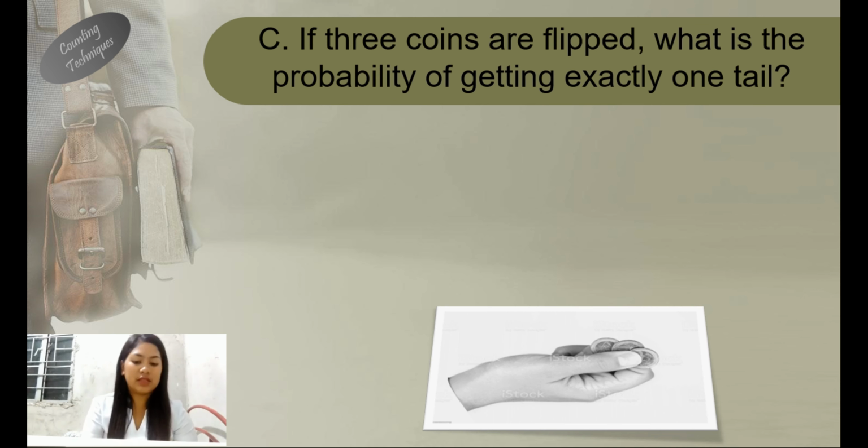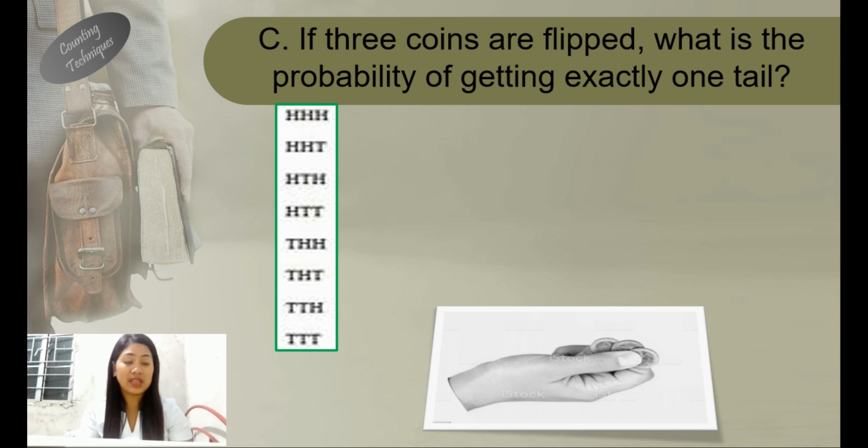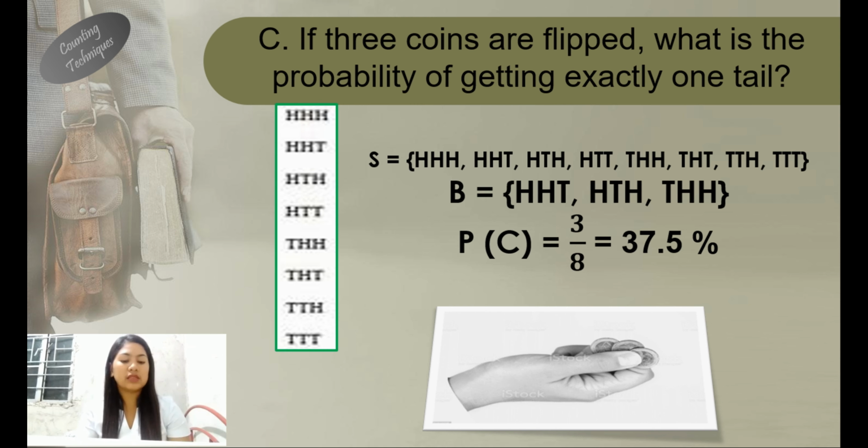Let us now move on to event C, wherein we are about to get the probability of exactly one tail. We have here HHT, HTH, and THH. So, we have 3 favorable outcomes out of 8. We write it as the probability of 3 divided by 8, which is equivalent to 0.375, and is actually a 37.5% chance of getting exactly one tail. And those are the probabilities of an event occurring.